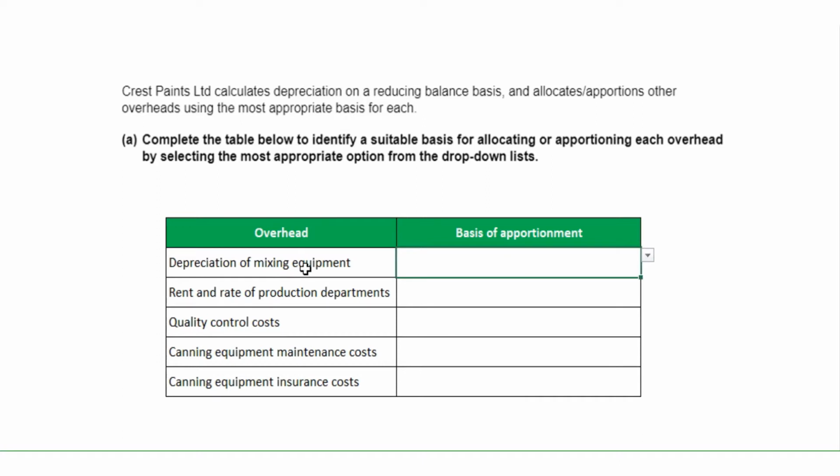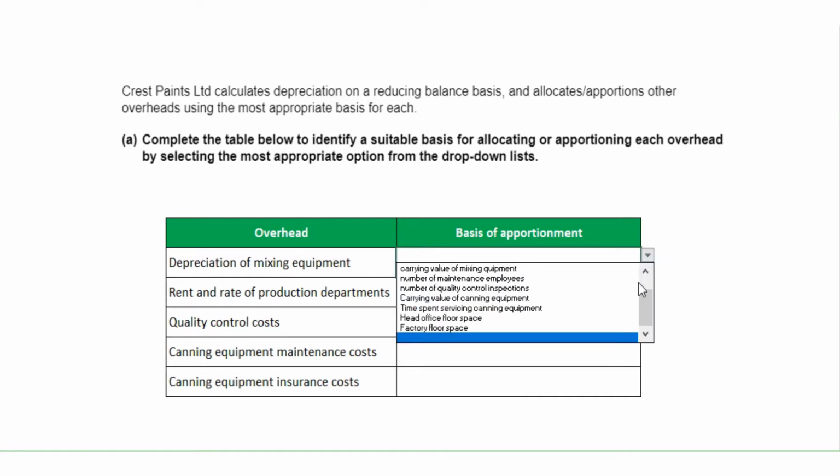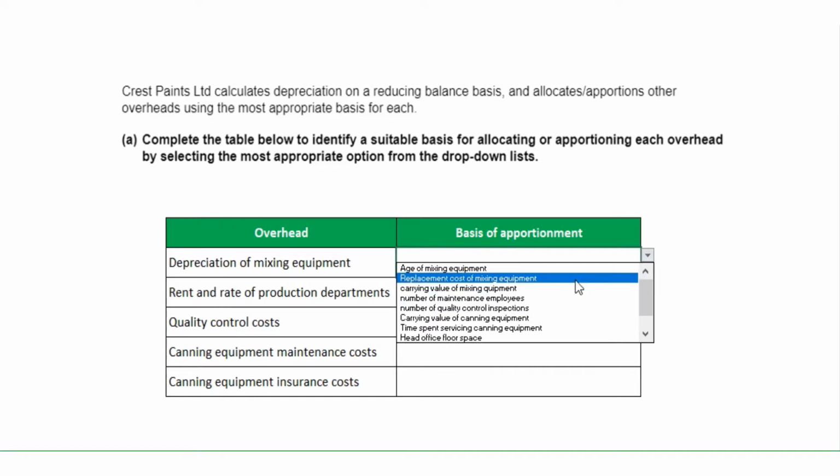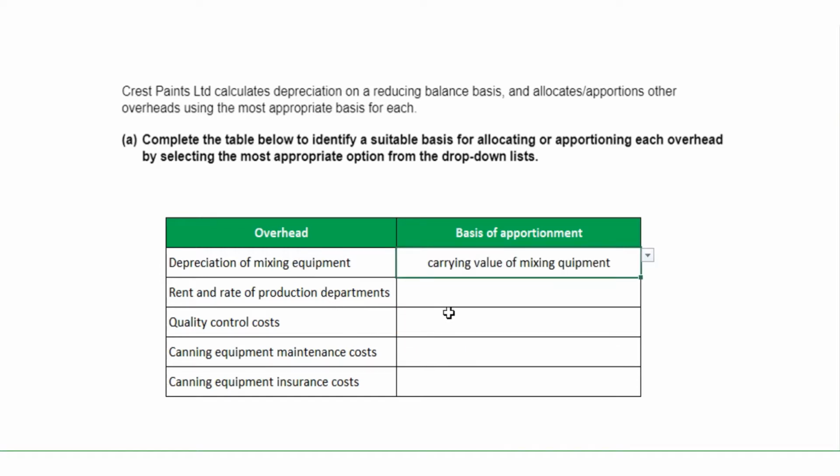First of all, we have depreciation of mixing equipment, and we are looking for the carrying value of mixing equipment. They might call it net book value or the carrying amount. In this case, they've got carrying amount of mixing equipment and carrying amount of canning equipment. Now this is depreciation of mixing equipment, so it's the carrying value of mixing equipment. Okay. Then we have rent and rates of product departments.